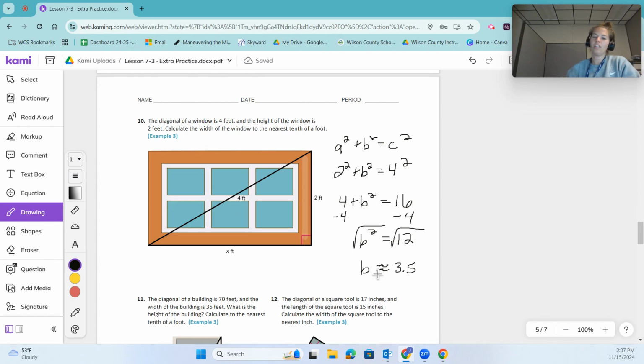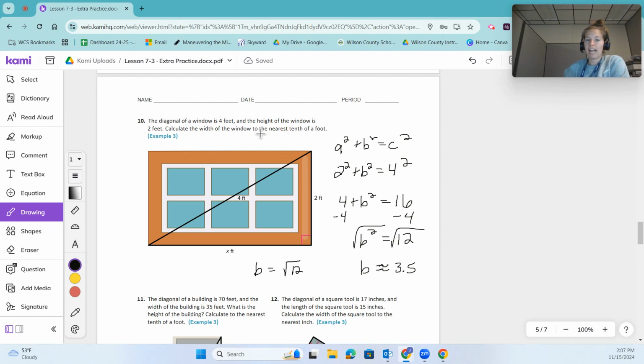This little squiggly just means approximately equal to as opposed to exactly equal to. So b is exactly equal to the square root of 12. But because square root of 12 is an irrational number, that means that decimal would continue on forever and ever and never repeat and never stop. So b is approximately equal to 3.5.